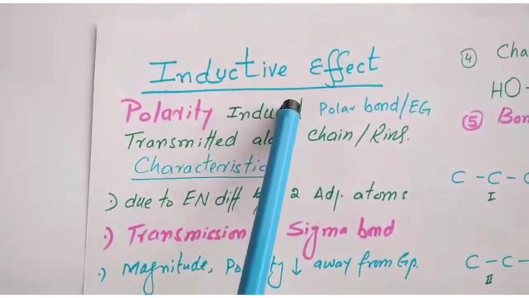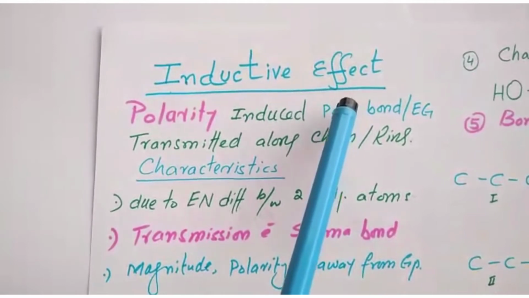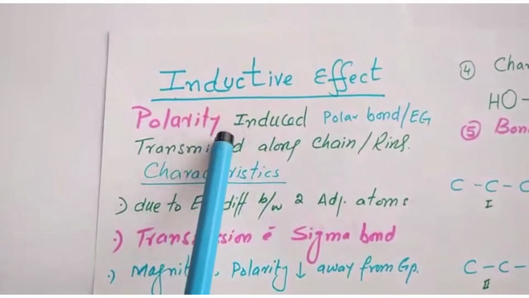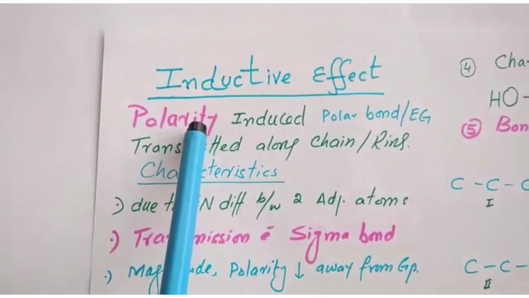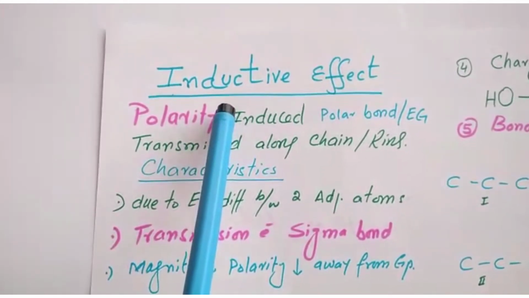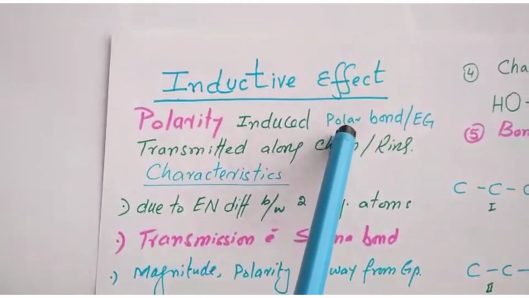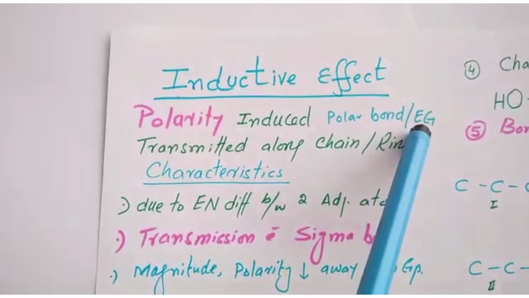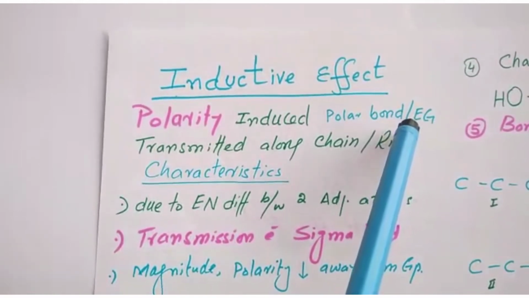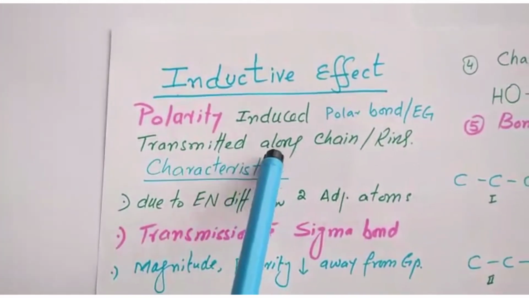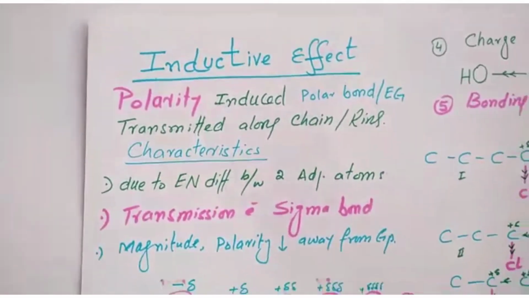So inductive effect is that polarity, first of all, which is induced. Secondly, this induction of polarity will be due to an adjacent polar bond or adjacent connected electronegative atom. And third, this polarity must be transmitted along the chain or ring. So this phenomenon is known as inductive effect.